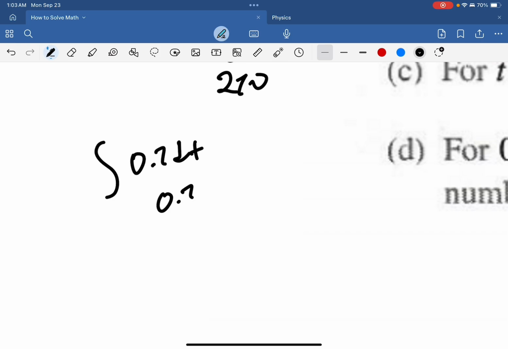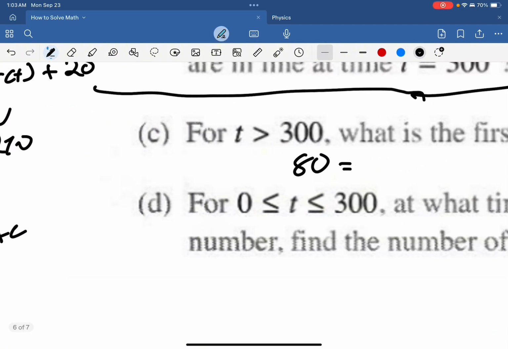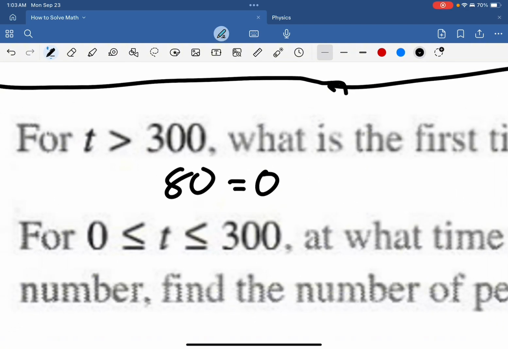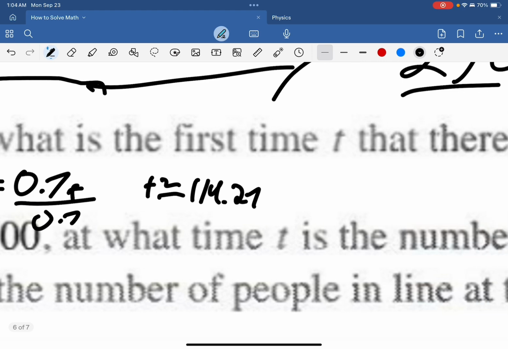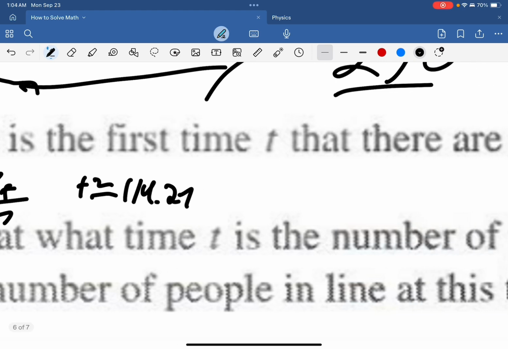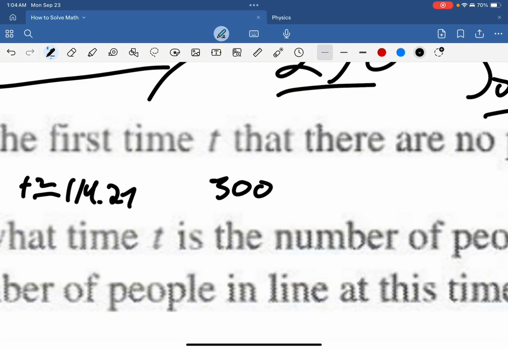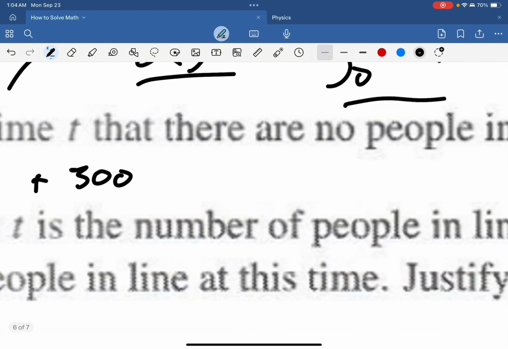It's going to be 0.7t plus c. In this case, I'm not going to include c, but 80 is our c. Anyways, it's going to be 0.7t. We divide that by 0.7, and this should give you a t of around 114.27. Don't round this right now. I'm just saying this because I don't want to type the full number. Keep the full number in your calculator, add that number to 300, and you'll get a final answer of t around 414.